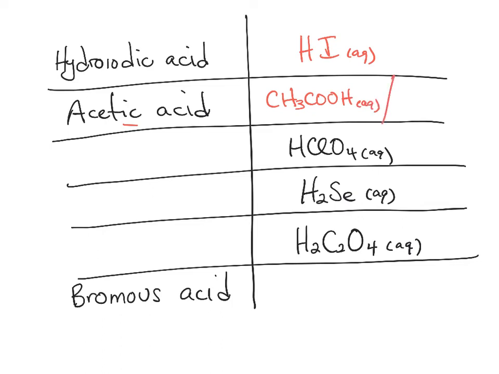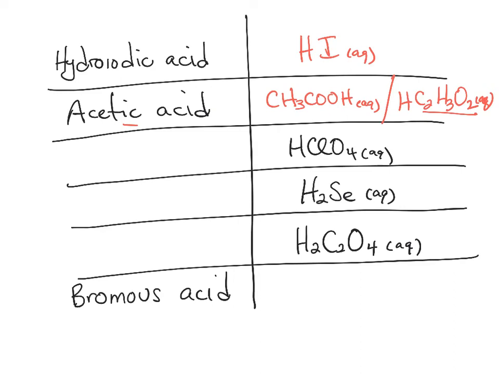Now some people think of the acetic acid as HC2H3O2. So they prefer to think of the acetate ion in this molecular formula C2H3O2 negative, and they put the hydrogen at the beginning because acids normally have their hydrogens at the beginning of the formula. Either one of those would be acceptable for acetic acid.